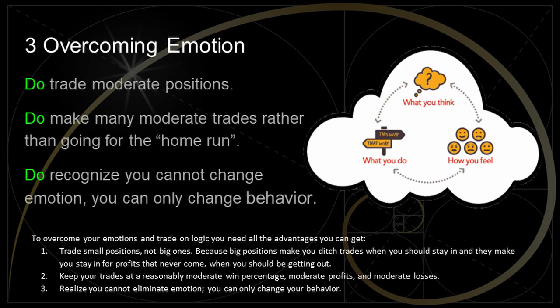To overcome your emotions and trade on logic, you need all the advantages you can get. Number 1, trade small positions, not big ones, because big positions make you ditch trades when you should stay in, and they make you stay in for profits that never come when you should be getting out. Number 2, keep your trades at a reasonably moderate win percentage, moderate profits, and moderate losses. And number 3, realize that you cannot eliminate emotion. You can only change your behaviors.